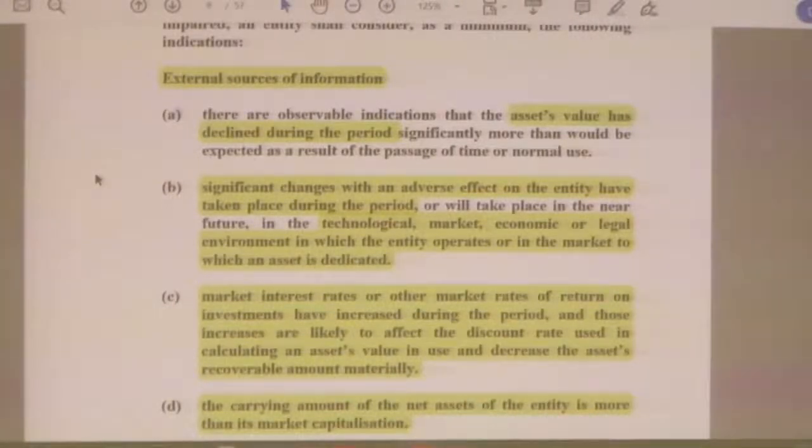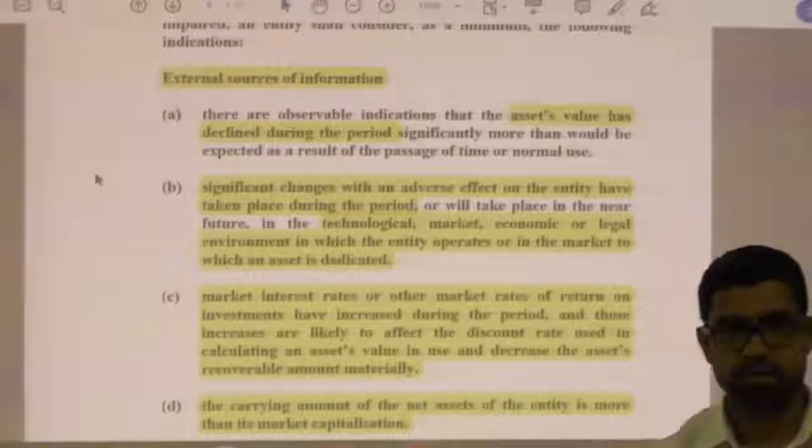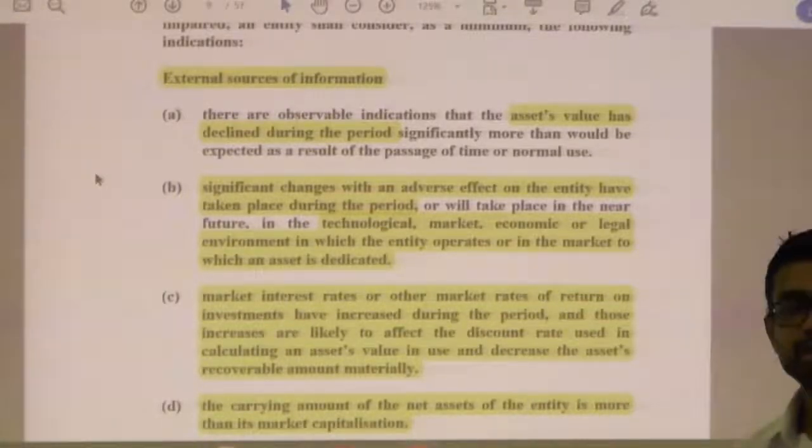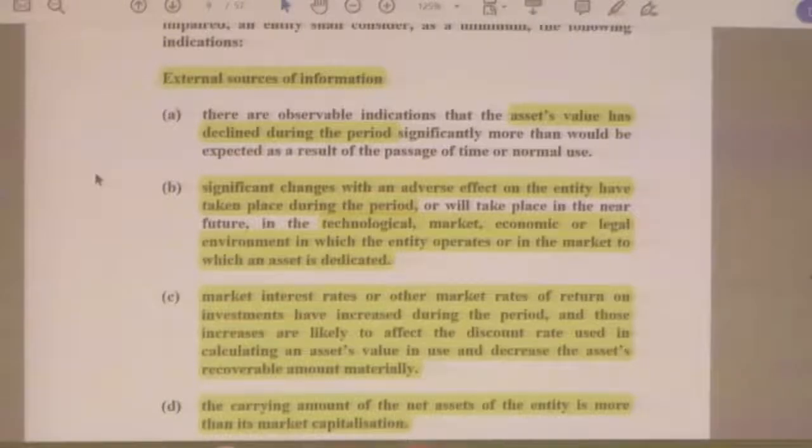B, significant changes with an adverse effect on the entity have taken place during the period. Examples are technological, market, economic or legal environment in which the entity operates or in the market to which an asset is dedicated. Now let's say technological, right? Let's take mobile phones, right? Today if you purchase one phone, let's say an Apple phone at 100,000 rupees or 200,000 rupees, after 2 years because of the technology change, the value of that asset will change. So if it is highly technology oriented assets, this is an external indicator. And the market also will keep on changing. You are living in a dynamic environment. Therefore, market changes also have a direct impact on your asset value.